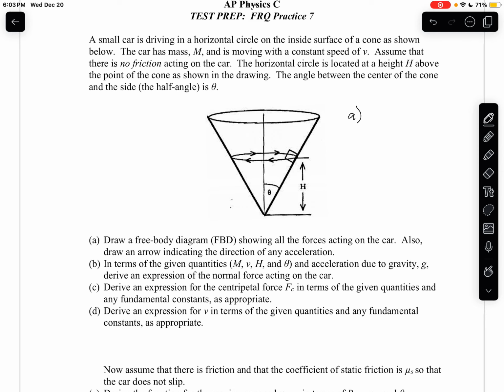So for part A, the free body diagram is going to look like this. So that is the mass of the car, and then there's the force of gravity acting on it. And there's also Fn. And the acceleration is going to be pointing toward the center. So it is going to look like this.